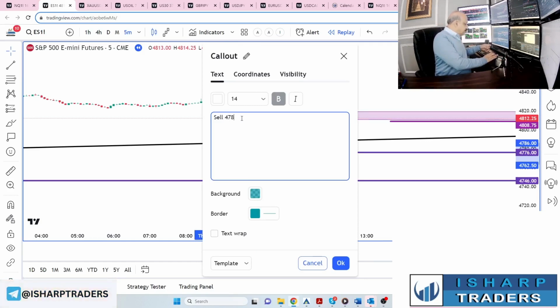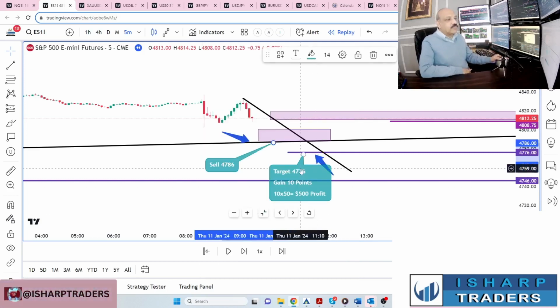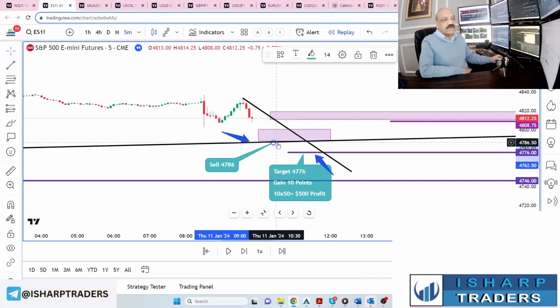4786. Technically 87, but we can do the 86 entry. So we're gonna enter this point if market is hitting and breaking this area. If it's not hitting and breaking the area, we're gonna stay away from that. And if market breaks this trend line, maybe we're gonna go for a buy trade. Right now I'm looking for the sell trade. So let's see how this trade does.